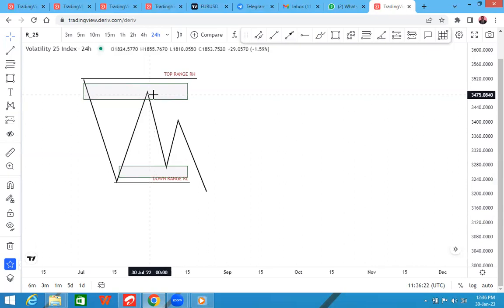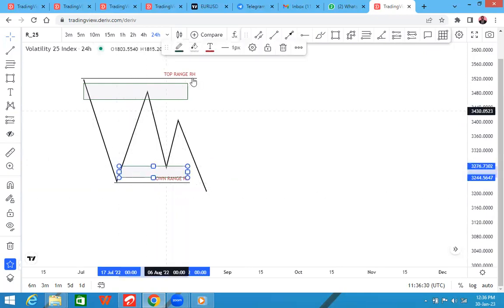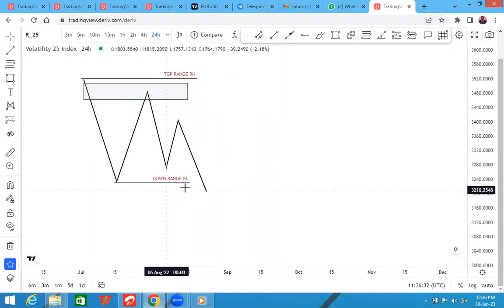Then I want to catch the sell from here and take it down, knowing fully well that the down range, I'm going to be using it as my external liquidity, my take profit. External liquidities are used for take profit. I'm going to use that as my external liquidity. So this is how to play your range. So if this is daily range, this is my top range, this is my down range.